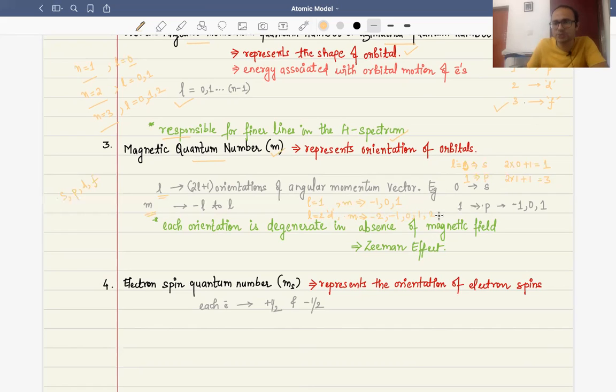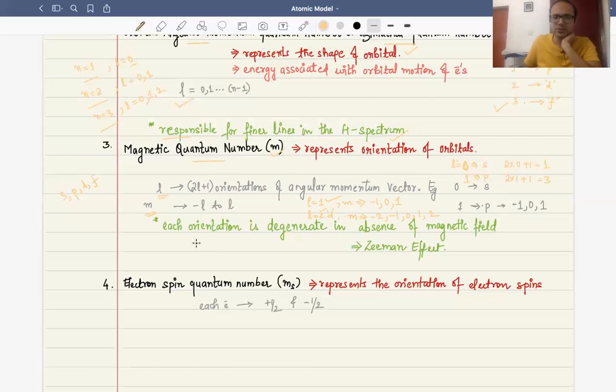and 2. So how many orientations are possible for a d orbital? 1, 2, 3, 4, 5. This is another way of finding out how many orbitals are possible for a particular L value. So for L value 1, we have 3 orbitals possible. For L value 2, that is d orbital, we can have 5 possibilities. Similarly, for f orbitals, we can have 7 orbitals possible.